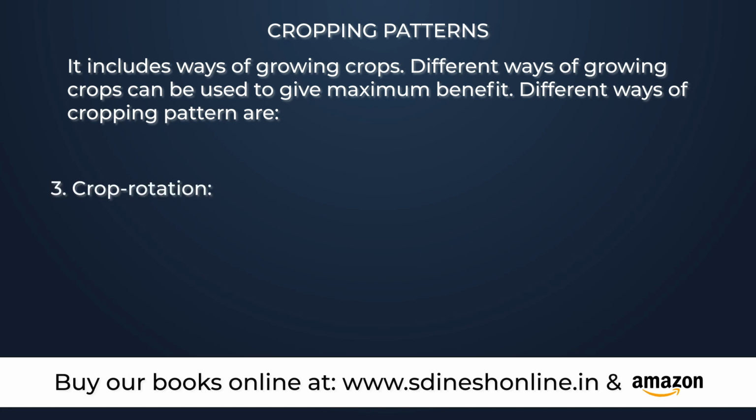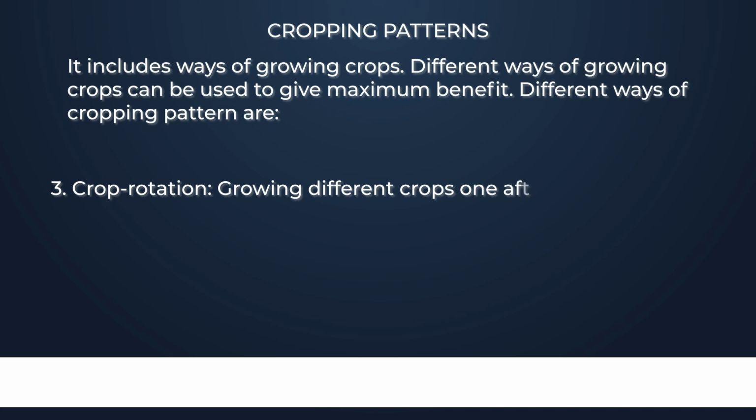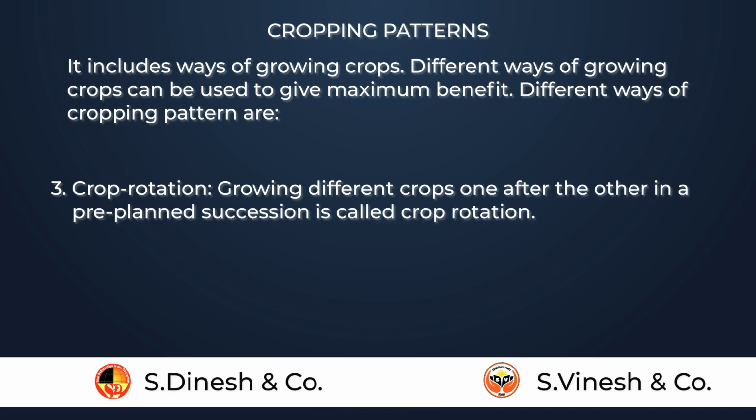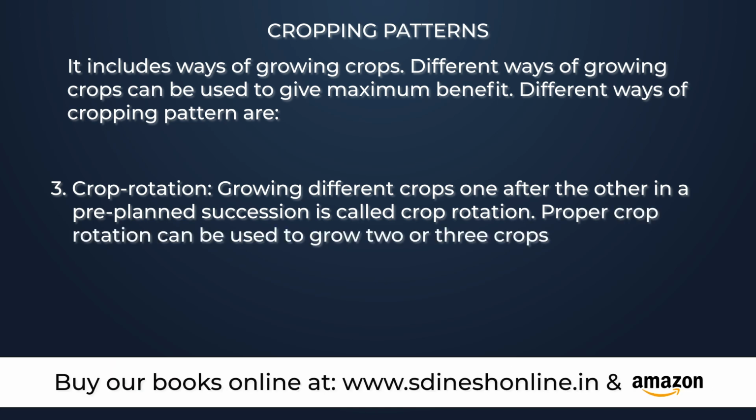Crop rotation. Growing different crops one after the other in a pre-planned succession is called crop rotation. Proper crop rotation can be used to grow 2 or 3 crops in a year with good harvests.